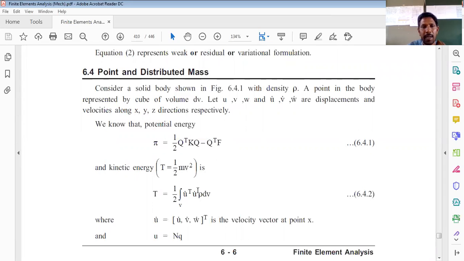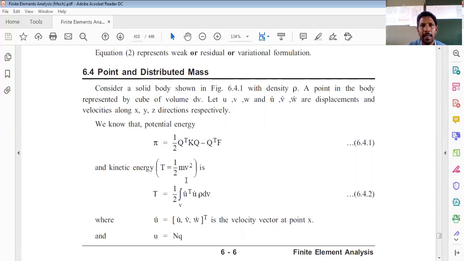So instead of m, we have density rho into dV, and this v square can be written as, if you are considering velocity in the x direction, then u dot itself, with respect to u, v, w it is a velocity vector. So it is u dot transpose into u dot, rho into dV. I will repeat this.